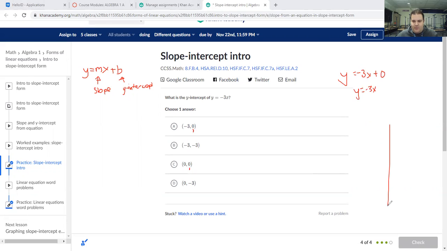What does the x value have to be on the y-axis? Because we're talking about the y-intercept is 0. So it's right here. It has to be on the y-axis. It can't be A, because A would be at negative 3, 0. It would be over here somewhere, but that's definitely not on the y-axis. That's definitely not the y-intercept. It still has to be on the y-axis itself. So it is going to be C. Our answer for this one is C.